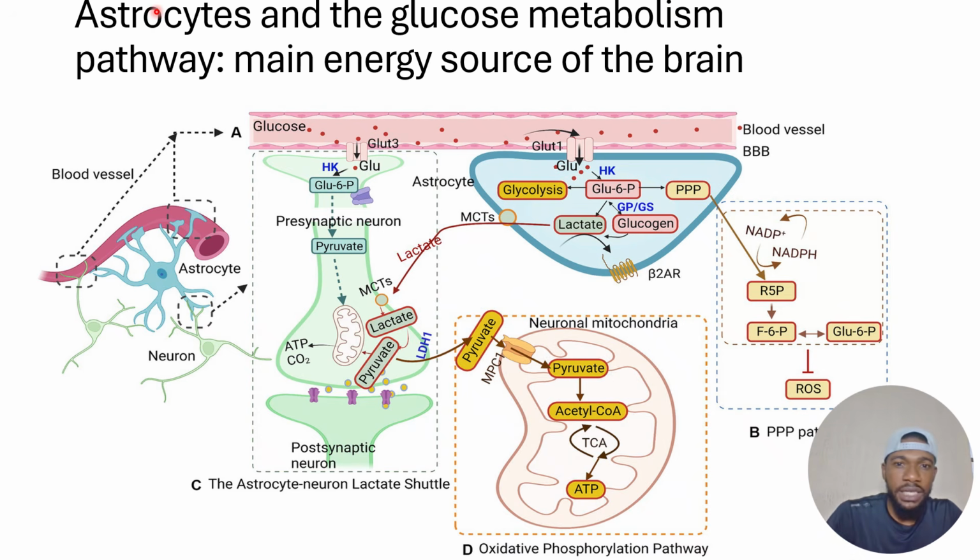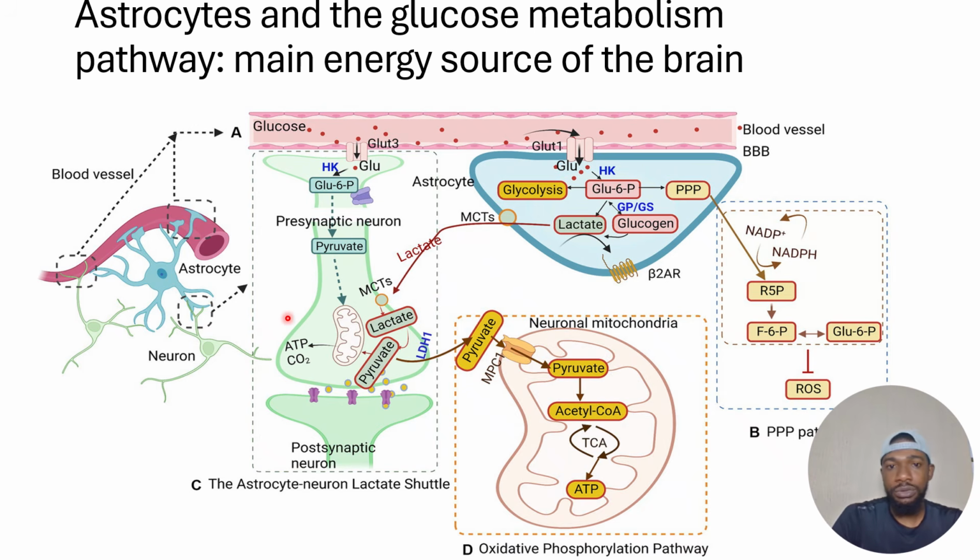Now, the glucose phosphate can then enter several important metabolic pathways. We have glycolysis. Glycolysis is where glucose is broken down to produce pyruvate and energy. In astrocytes, some of this pyruvate is converted into lactate. So this brings us to the astrocyte-neuron lactate shuttle shown here. Astrocytes transfer lactate to the neuron through what we call the monocarboxylate transporters, abbreviated as MCTs.